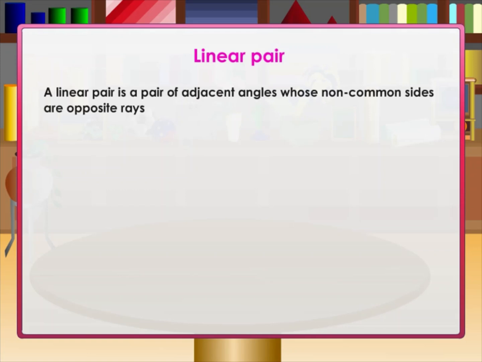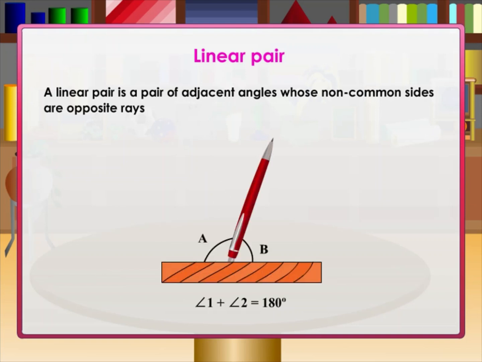Linear pair. A linear pair is a pair of adjacent angles whose non-common sides are opposite rays. For example, in this diagram, angle 1 and angle 2 are a linear pair because BC is moving in the right side direction and BA is moving in the left side direction. Here, angle 1 plus angle 2 is equal to 180 degrees. Consider a real-life example. One pen is standing on a pen stand. The angle formed by the right side of the pen and the angle formed by the left side of the pen are called linear pairs.